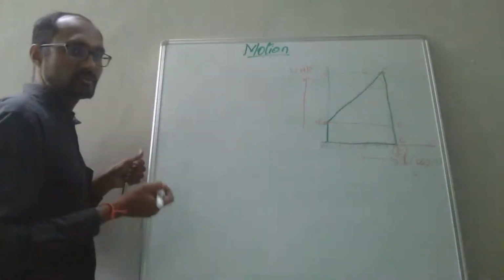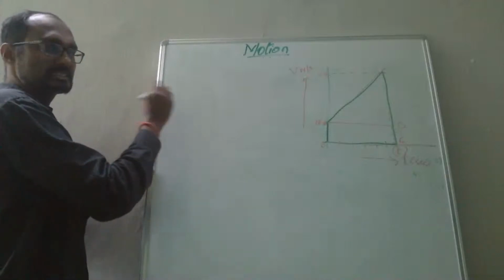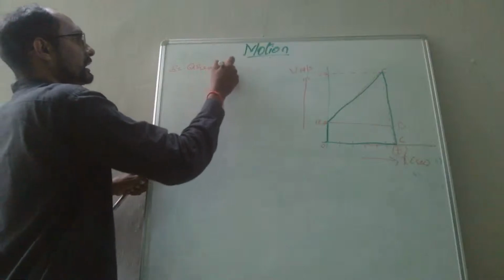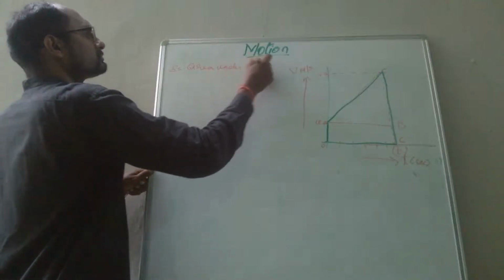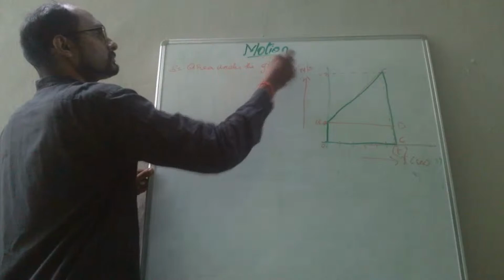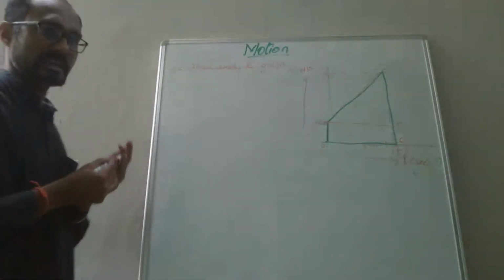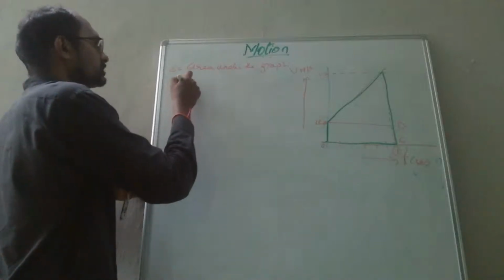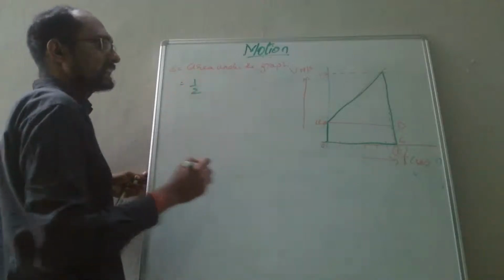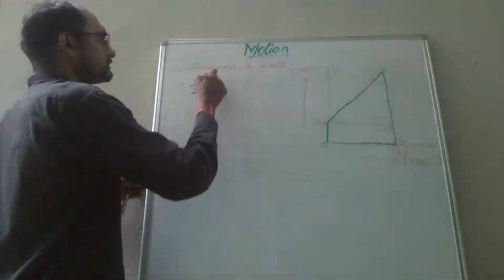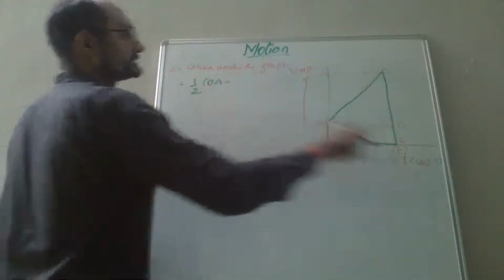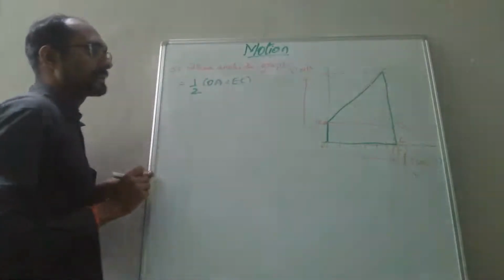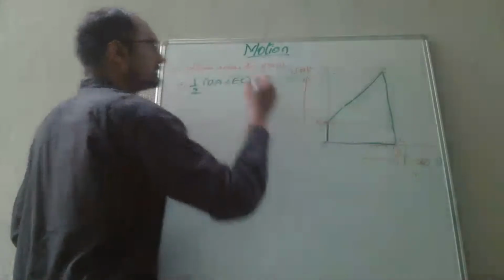Okay, first of all, we write the formula. We know the total displacement S is equal to area under graph. Okay, so area under the graph, in this case it is a trapezium, so it is half into sum of the parallel sides, that is OA plus EC, sum of the parallel sides, into height, that is T.